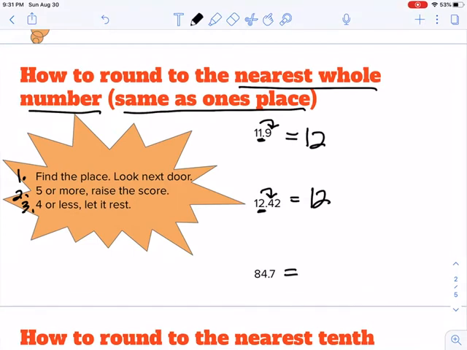So the answer that you should get for this one, rounding to the nearest tenth. So we're looking at the place, we're looking next door. That next door is 5 or more, so we're raising it. So this is going to raise up to 85.